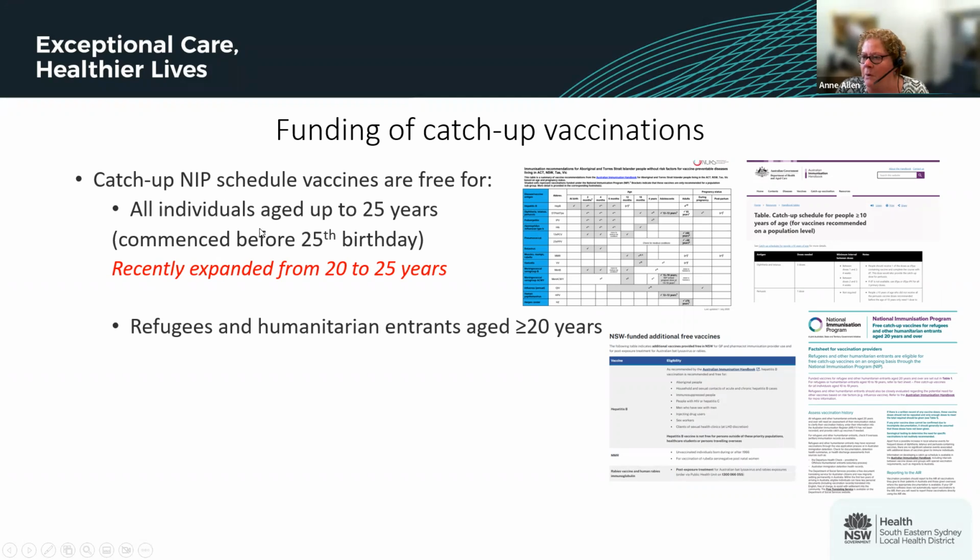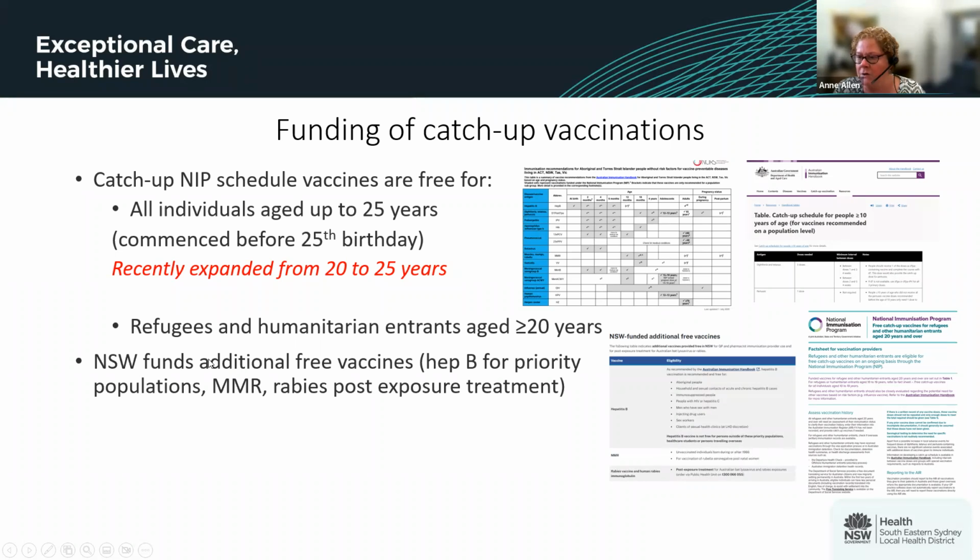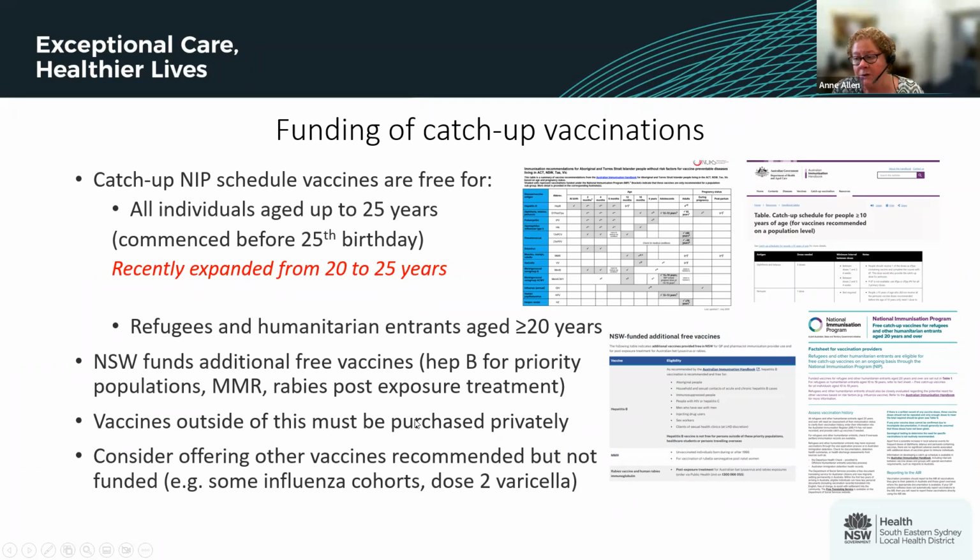So I've explained this one, the NIP catch-up vaccines are now up to 25 years, and the refugee and humanitarians. New South Wales funded additional, which I've already gone over, the hepatitis B for at-risk priority populations, MMR and rabies post-exposure treatment. Vaccines outside of this must be purchased privately. Consider offering other vaccines recommended but not funded.